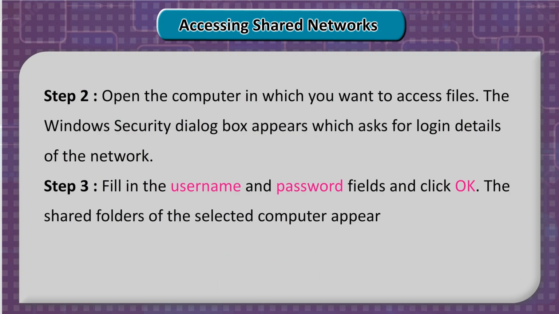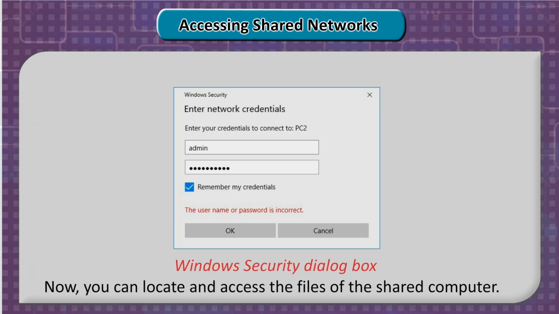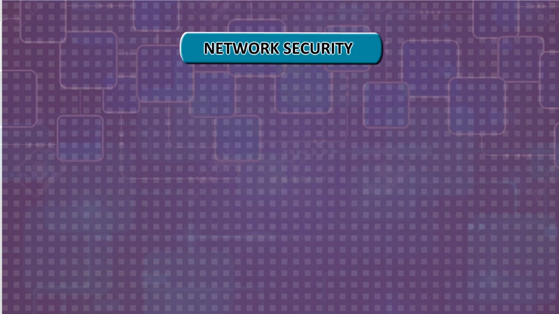Step 2. Open the computer in which you want to access files. The Windows security dialog box appears which asks for login details of the network. Step 3. Fill in the username and password fields and click OK. The shared folders of the selected computer appear. Windows security dialog box. Now, you can locate and access the files of the shared computer.